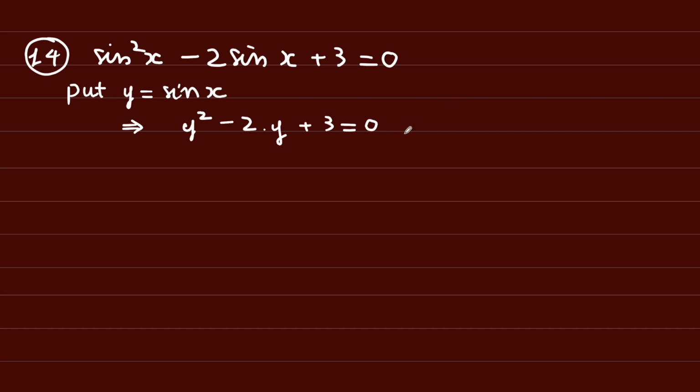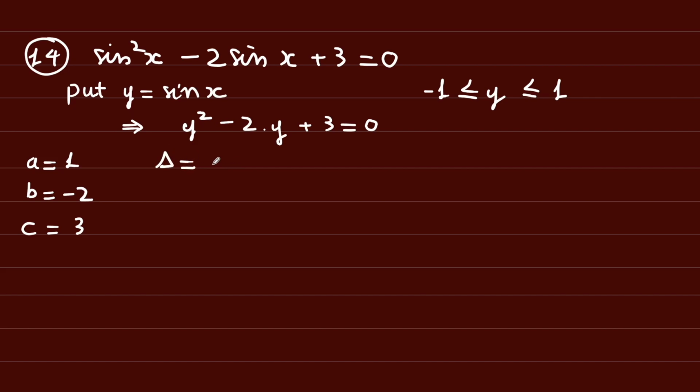We need to consider the interval of y, because y equal to sine h means y has to belong to the range of sine h, less than or equal to 1 and greater than or equal to minus 1. That is the acceptable interval for the value of y. And for this quadratic equation, the coefficients of y squared, y, and the constant correspond to a equal to 1, b equal to -2, and c equal to 3. After that, we need to figure out the determinant.